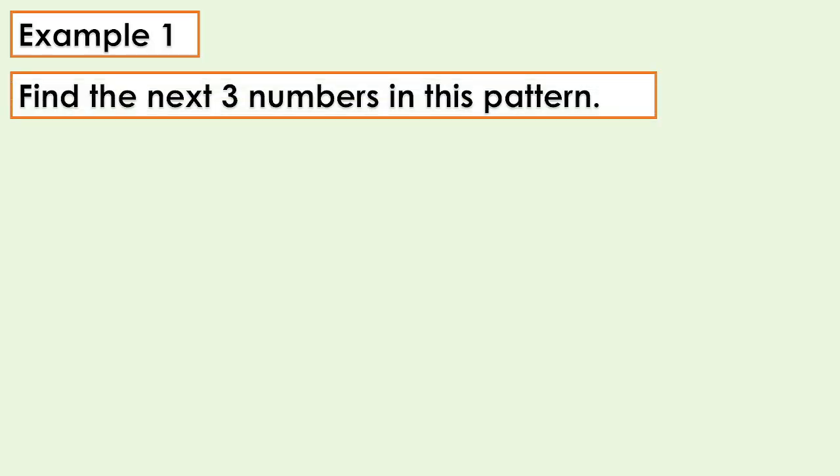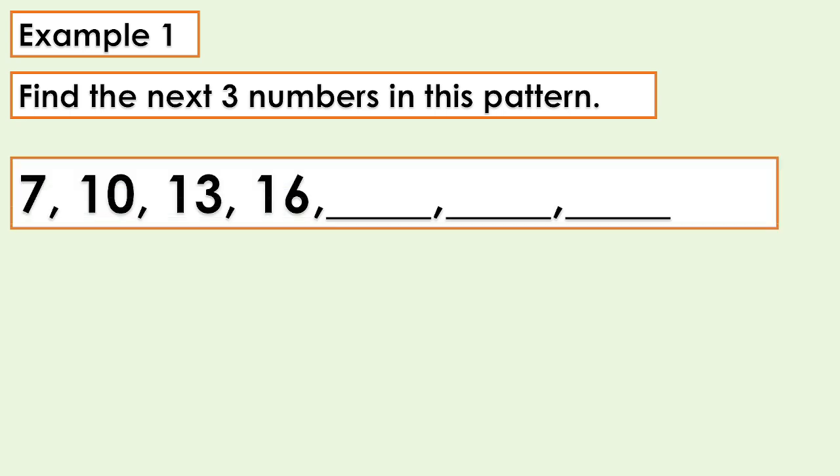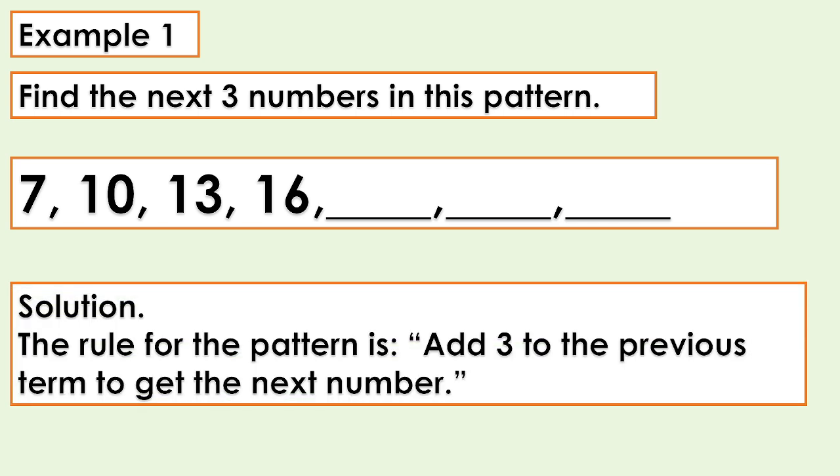Example 1. Find the next three numbers in this pattern. We have here 7, 10, 13, 16. Solution. The rule for the pattern is add 3 to the previous term to get the next number. So the next three numbers are 19, 22, and 25.